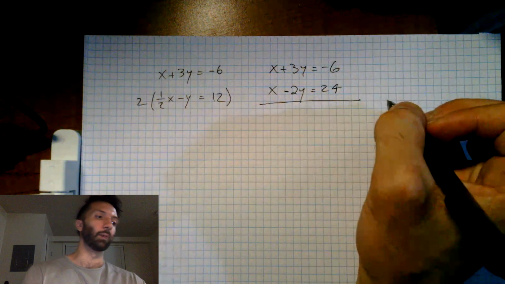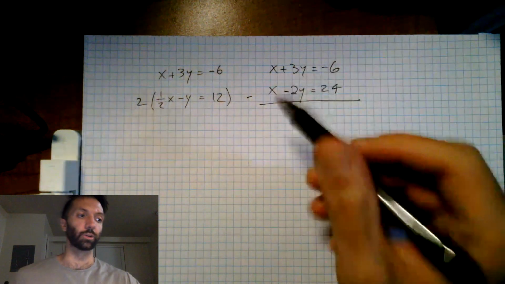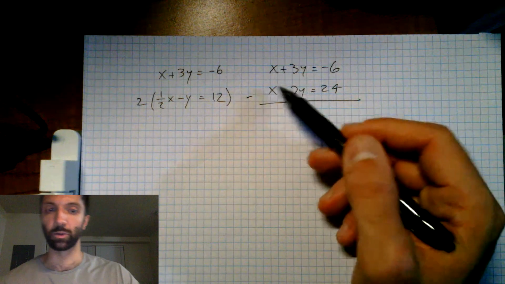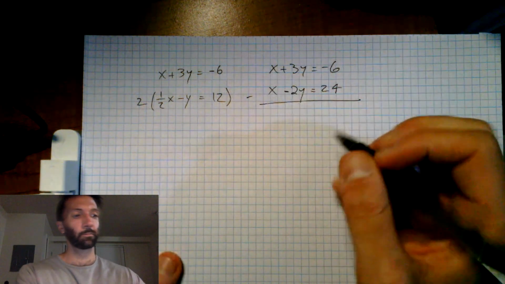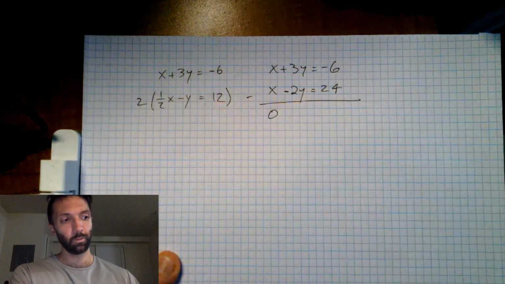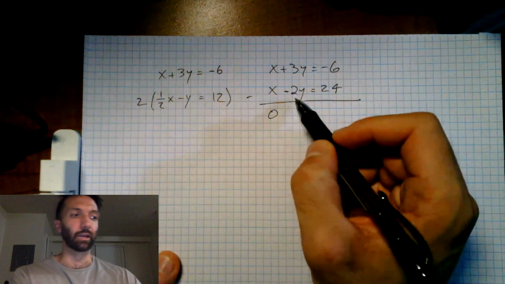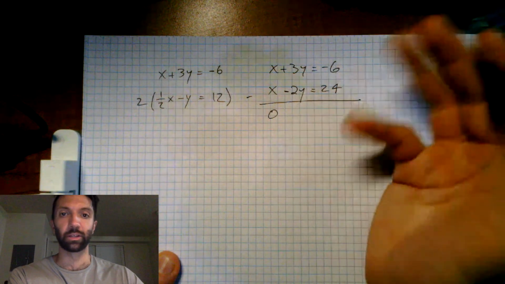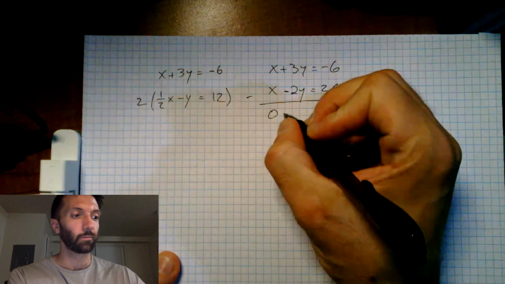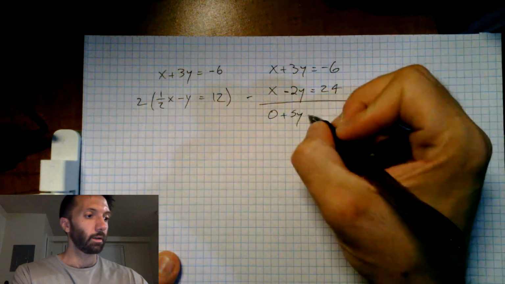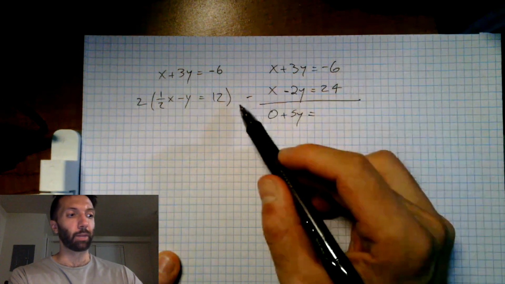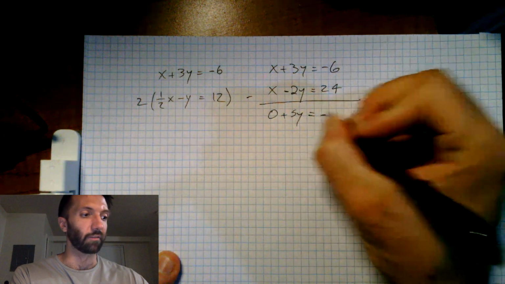And again, I'm going to subtract these equations, because x plus x would give me 2x. I want them to eliminate, so I'm going to have to do x minus x. And then 3y minus a negative 2y. That's the same thing as saying 3y plus 2y. So that's going to be a positive 5y. And then negative 6 minus 24 is negative 30.